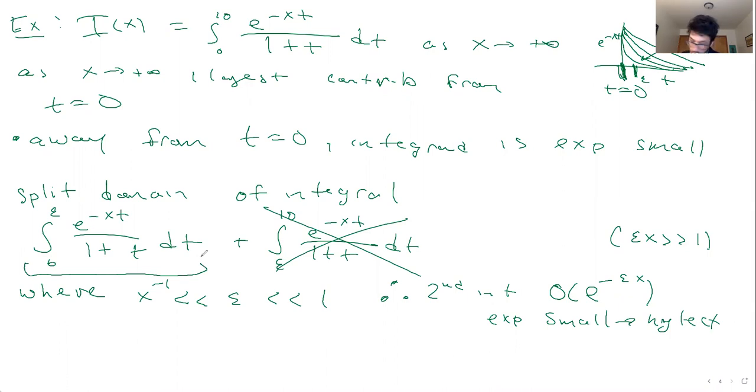Okay, so now for our first integral, we're going to want to change variables. Okay, because we have this xt up there. It'll be easier to integrate if we just absorb the x into the t. So remember also we made this assumption. So that'll help us understand what's going to happen with our integral to leading order.